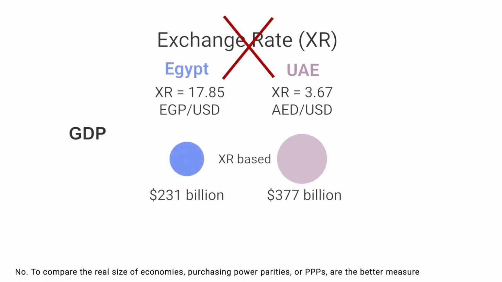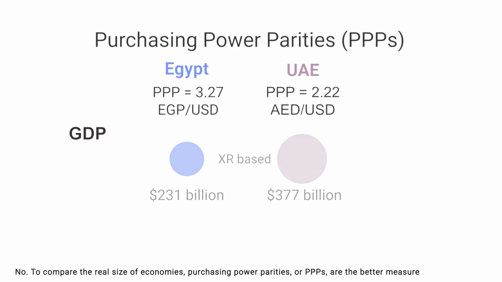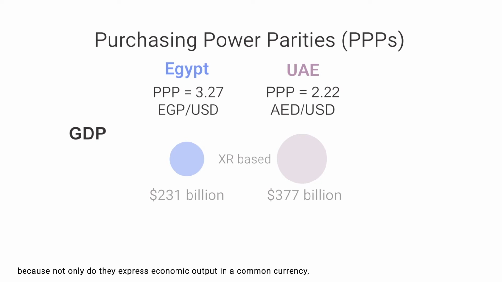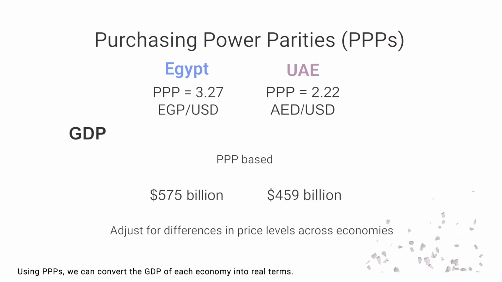No. To compare the real size of economies, purchasing power parities, or PPPs, are the better measure because not only do they express economic output in a common currency, they also adjust for differences in price levels across economies. Using PPPs, we can convert the GDP of each economy into real terms.